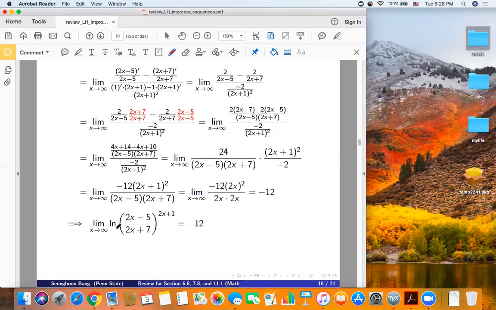So what was the original problem? The original one doesn't have ln. So step 3, take e. The answer is e to the negative 12. That's it. This is the final answer for solving this problem.